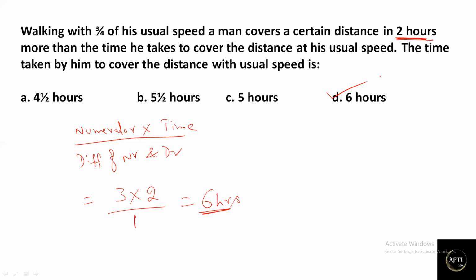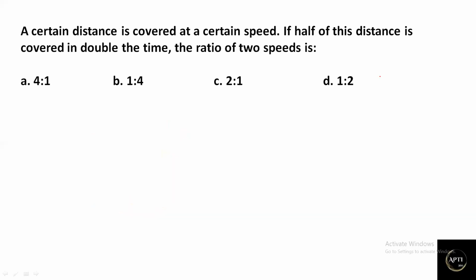If you want, you can follow the normal procedure as well. You can try to solve it by another method. You will get the same answer, no doubts at all. I hope you all are clear with this. Next one. A certain distance is covered at a certain speed. If half of this distance is covered in double the time, the ratio of the two speeds is.